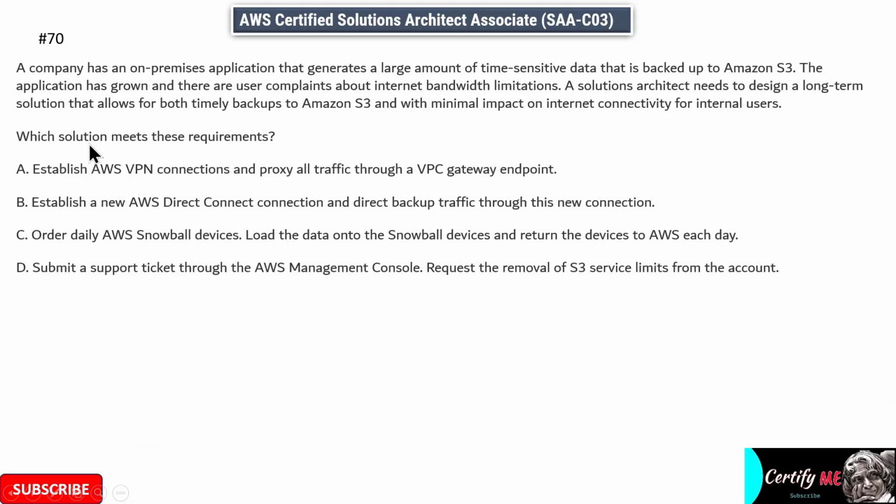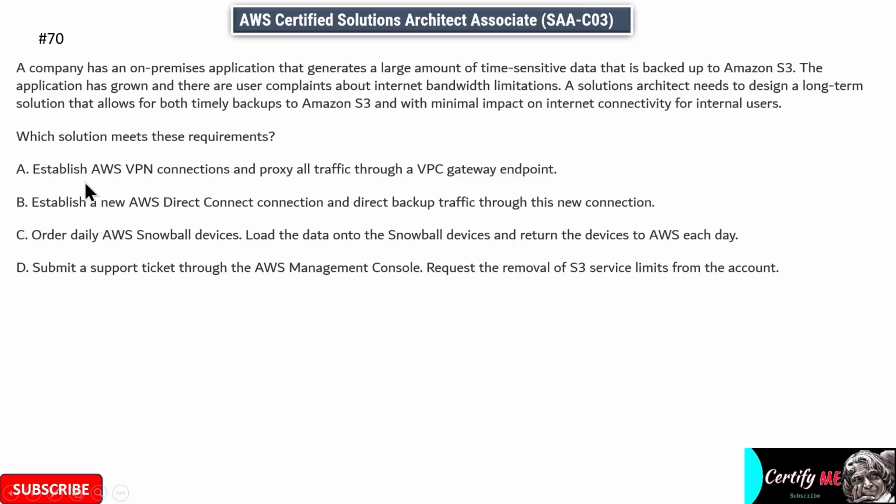Next question. A company has an on-premises application that generates a large amount of time-sensitive data that is backed up to Amazon S3. The application has grown and there are user complaints about internet bandwidth limitations. A solutions architect needs to design a long-term solution that allows for both timely backups to Amazon S3 and minimal impact on internet connectivity for internal users. Which solution will meet these requirements?